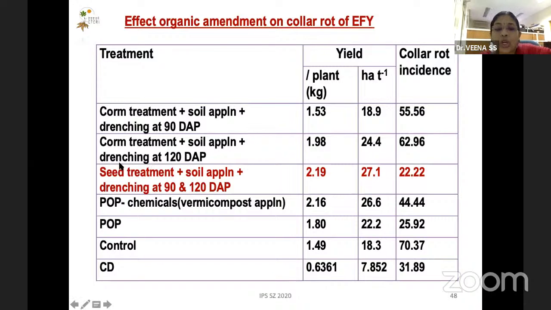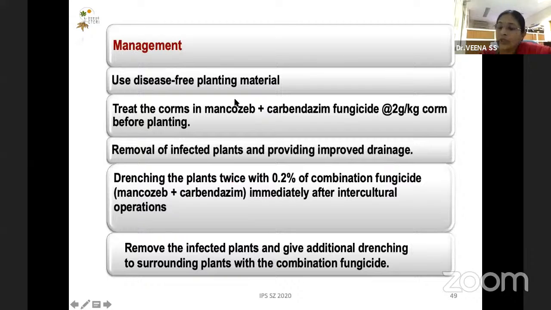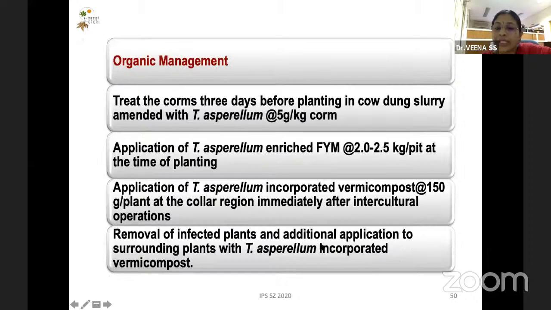When you talk about organic emulsions, in the same way, the seed treatment is not actually used here; it is corm treatment plus soil application and drenching at 90 and 120 days that gives the desired result. Finally, this is the recommendation we give: use disease-free planting material. Treat the corms in mancozeb plus carbendazim, a combination fungicide, at 2 grams per kg before planting, remove infected plants, and provide improved drainage. Drench the plants twice with the same fungicide, and remove the infected plant and give additional drenching to surrounding plants with the combination fungicide.